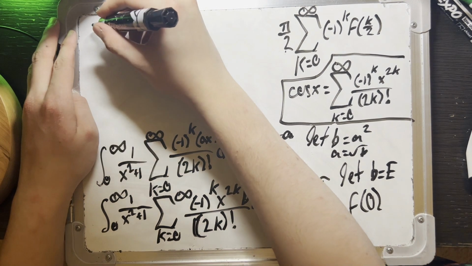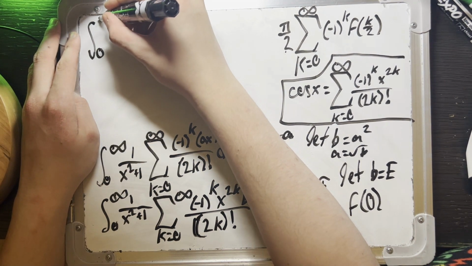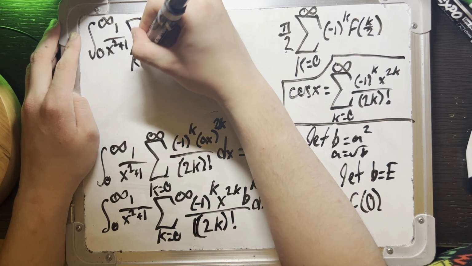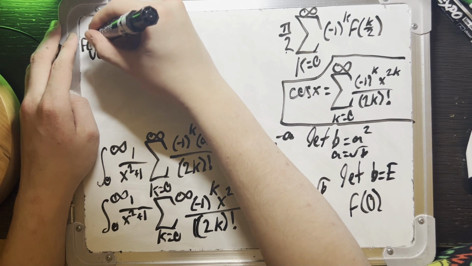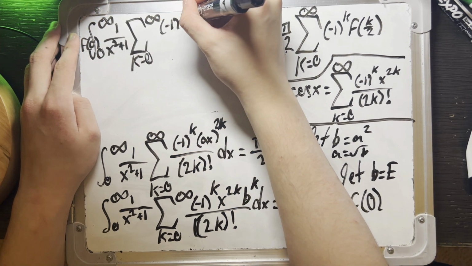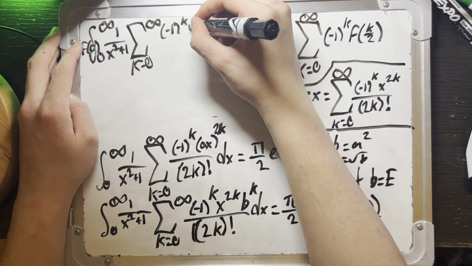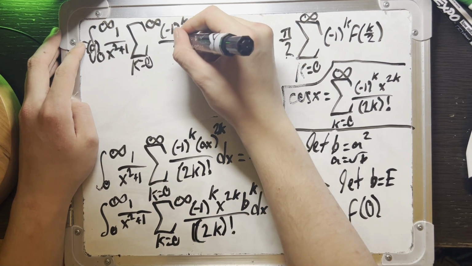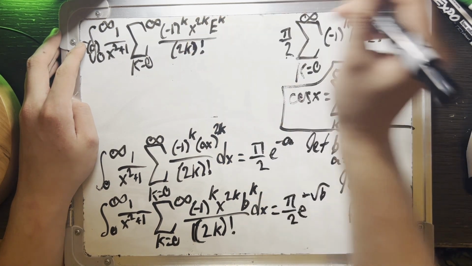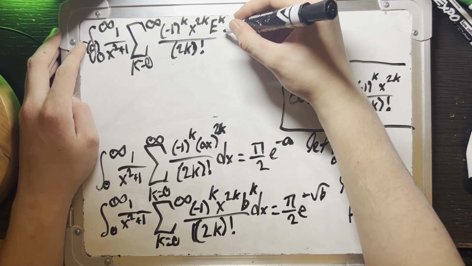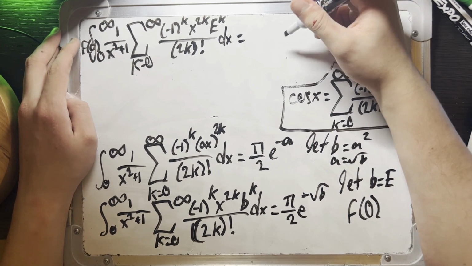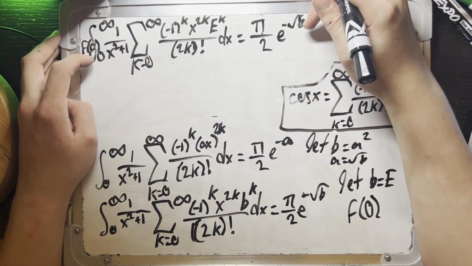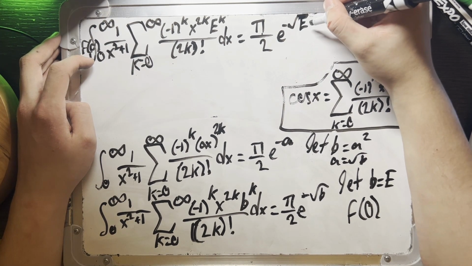Now applying these transformations should yield the following equation. The integral from 0 to infinity of 1 over x squared plus 1, the sum as k equals 0 to infinity, well, this is f of 0 times this: minus 1 to the k times x to the 2k times big E to the k over 2k factorial, dx, equals pi over 2 times e to the minus root E, times f of 0.